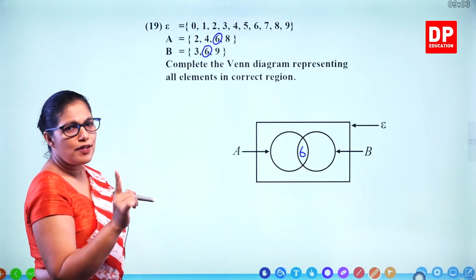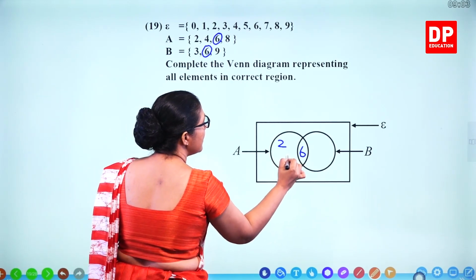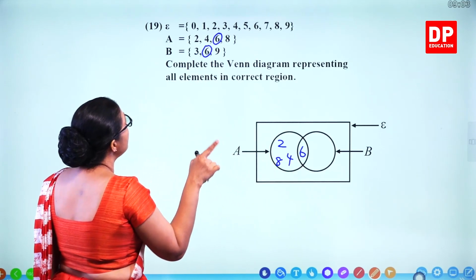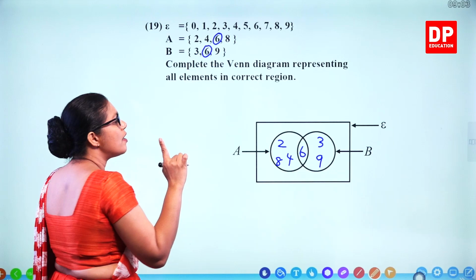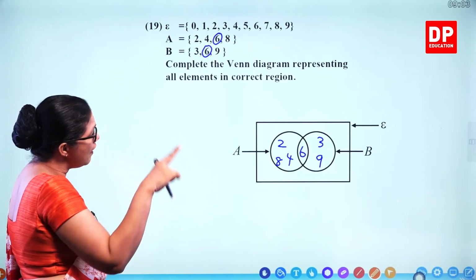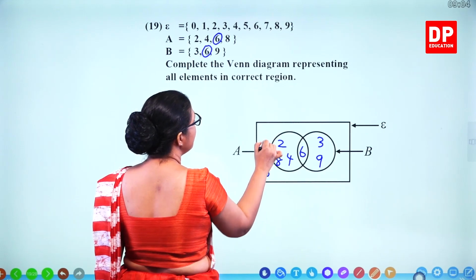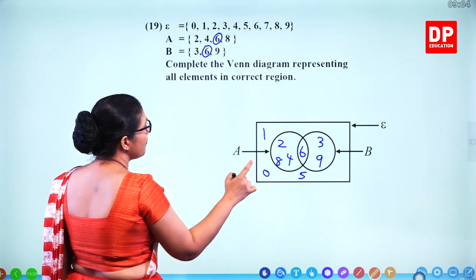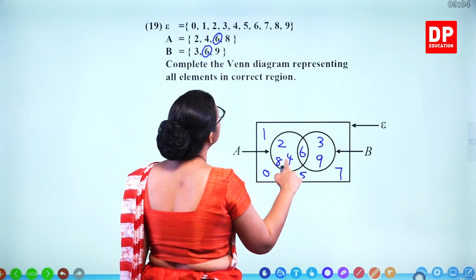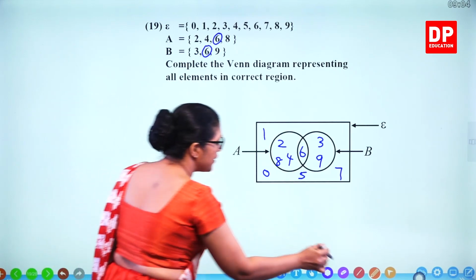Now it's easy to fill the other elements. 2, 4, 8 in circle A and 3, 9 in circle B. Now the rest of the numbers you can fill outside. So 0, 1, 5, 7, all outside. So you get 2 marks for that.